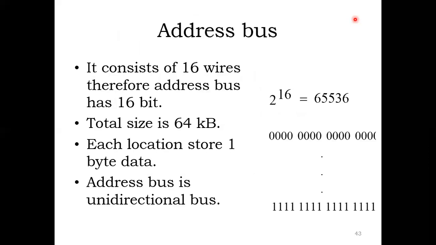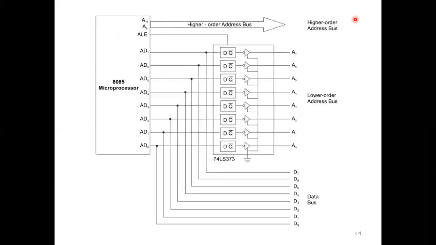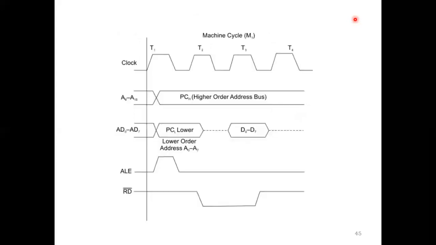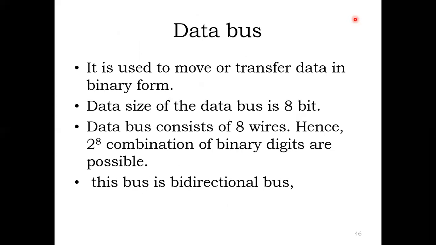We already discussed the address bus and data bus. The data bus is used to move or transfer data in binary form. The data size of the data bus is 8 bits. The data bus consists of 8 wires, hence 2^8 combinations of binary digits are possible. This bus is a bidirectional bus.